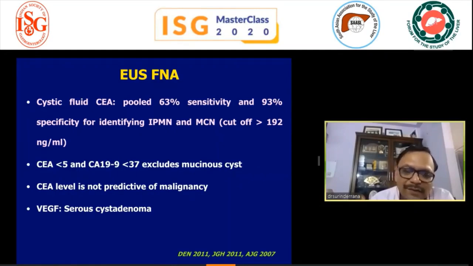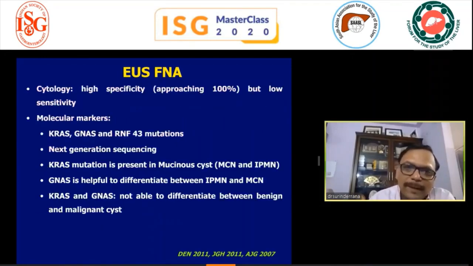And VEGF is a very specific marker for serous cystadenoma, which usually you will not require because you will be very comfortably and confidently able to diagnose cystadenoma on EUS and MRI. Now, what about cytology? It has got a very high specificity. If you see malignant cells, it means it's a malignant cyst, but then it has got a very low sensitivity, less than 10%. So you are not going to pick up all the mucinous or malignant cysts.